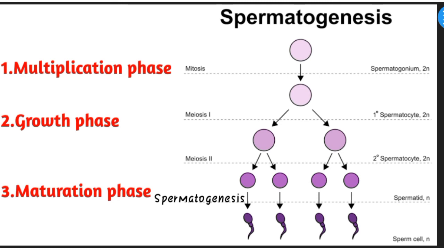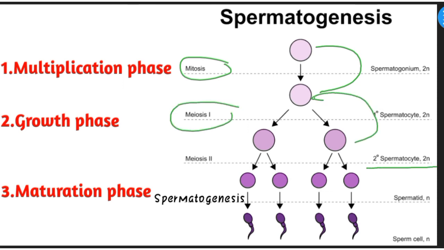Let's see again. The spermatogonia is converted to the primary spermatocyte cell with the help of the mitosis process, and this primary spermatocyte cell is converted into the secondary spermatocyte with the help of meiosis first. The secondary spermatocyte cell also contains a 2n nucleus, that means 23 pairs of chromosomes. And the secondary spermatocyte cell is converted into the spermatid, which contains only an n nucleus, that means only 23 chromosomes.